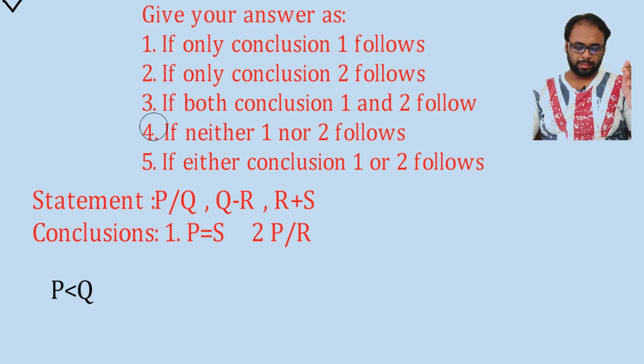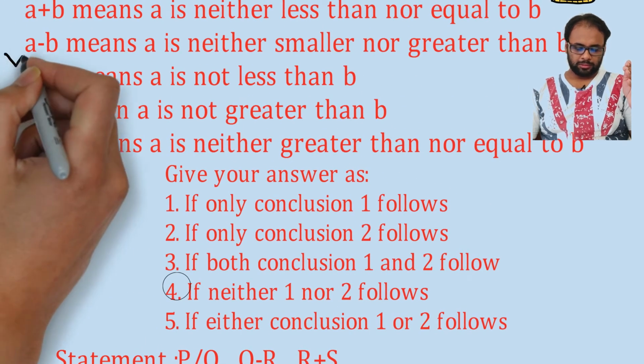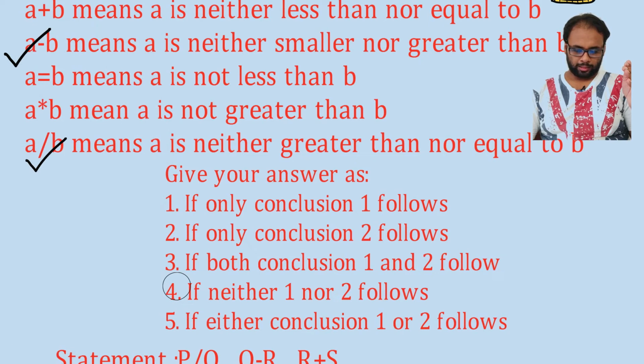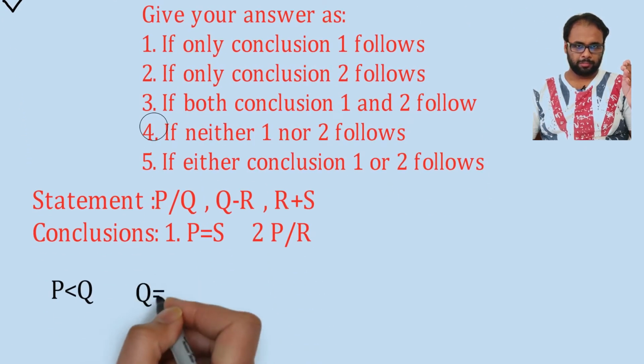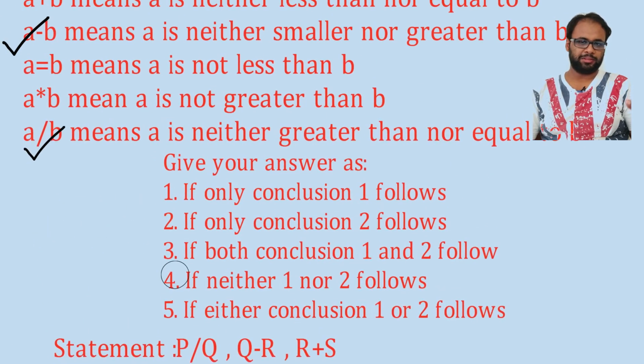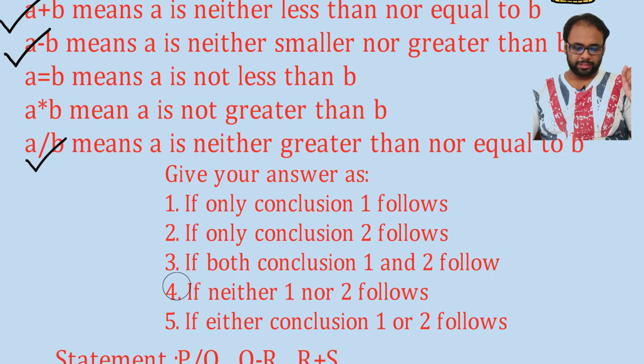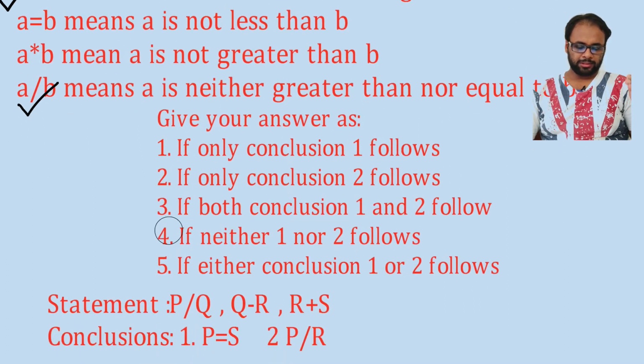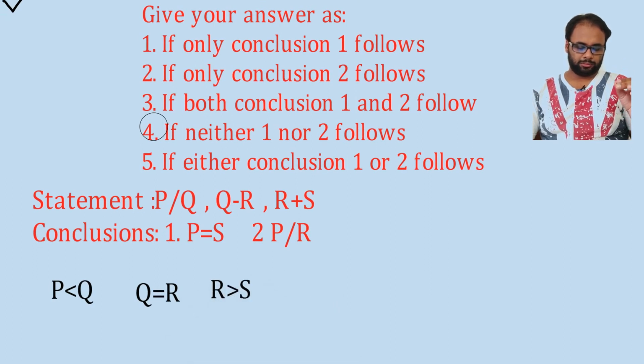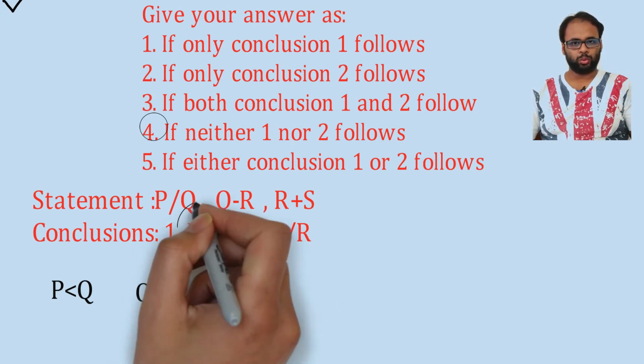Then we have the minus symbol. Minus symbol means A is neither smaller nor greater than B. So it definitely means that Q is equal to R. Because it is neither smaller nor greater, that means it is equal to, right? Then we have the plus symbol, that A is neither less than nor equal to B. Okay, so it definitely means that R is greater than S. So we have applied these to the statements. Whatever is given in the question, we have applied them to the statements.